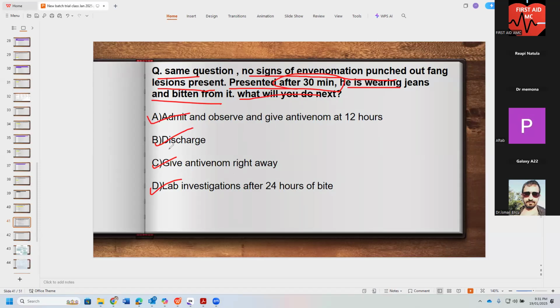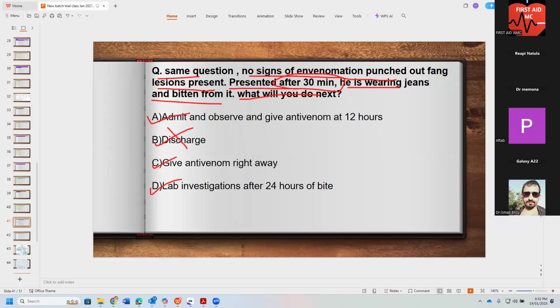So we know that we won't discharge this patient, right? This is a very tricky question, guys. None of the options are correct, but we need to find the option that is most close to the answer. We won't discharge this person right away, right? We know about that. We all agree.